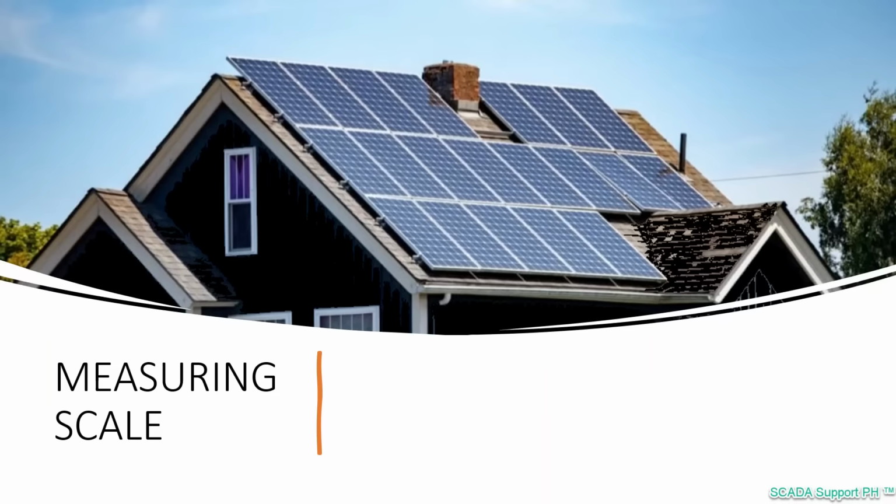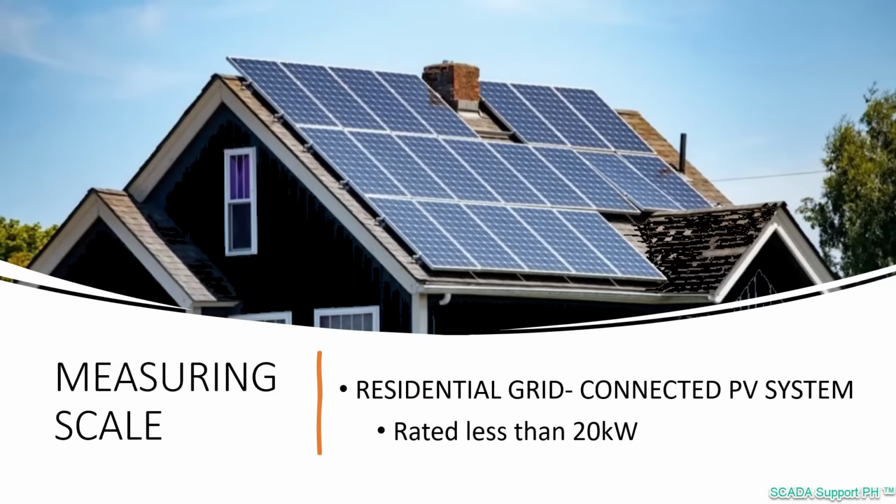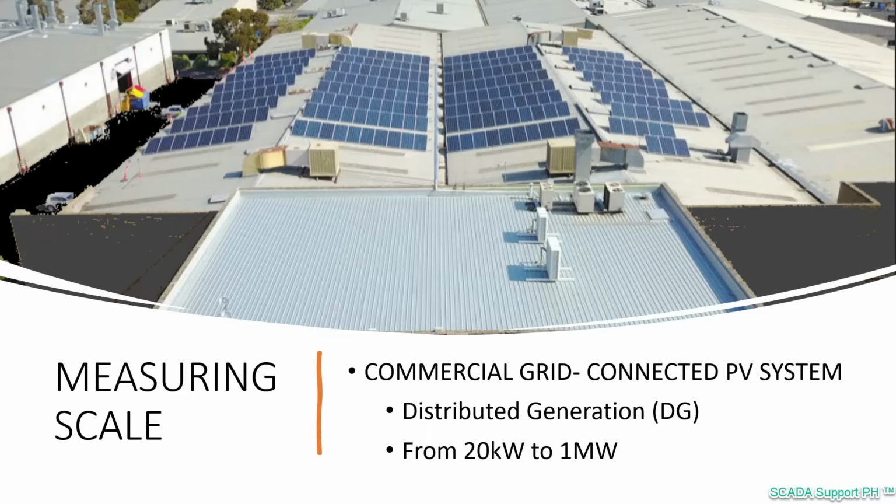In terms of measurement, there is no commonly accepted definition as to what size constitutes a PV system. Don't believe it? A quick online search reveals a wide range of definitions for each. For example, residential grid-connected PV systems are rated less than 20 kilowatts. On the commercial side, commercial systems have an output power range from 20 kilowatts to 1 megawatt and are considered a form of distributed generation.